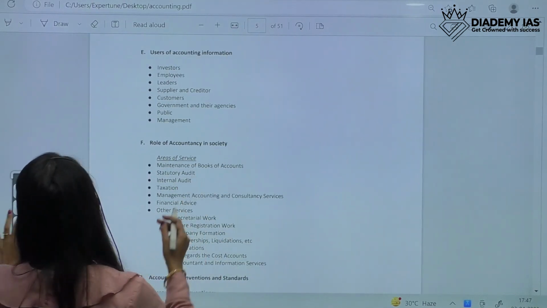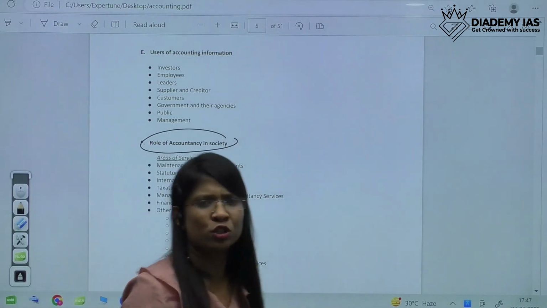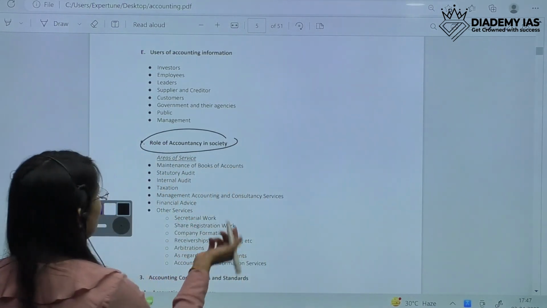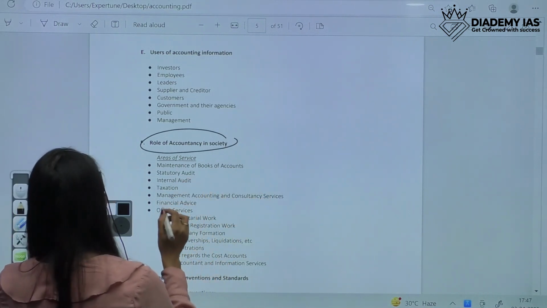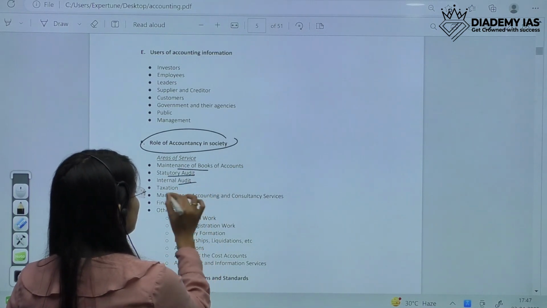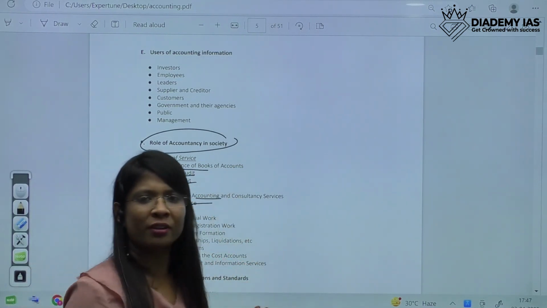Okay, so this is also a topic, role of accountants in society, but it's not a very major topic, or very relevant. But I'll just brief you about this. Why do we need accountants? Accountants are required for maintenance of books, audits, taxation, accounting, financial advice, and all. It's not very relevant.